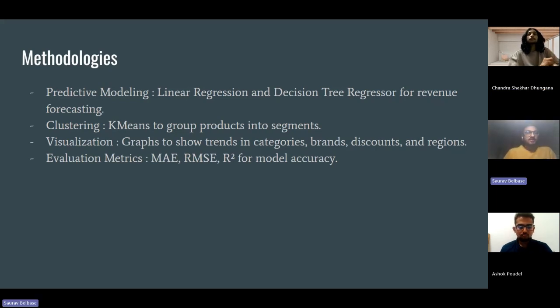So let's discuss the methodologies. First, we started with predictive modeling, which included two algorithms, linear regression and decision tree regressor, for revenue forecasting. Then we started the clustering process, where we implemented K-means to group products into segments or clusters. Later we implemented visualizations, such as graphs to show trends in categories, brands, discounts, and regions. And later we implemented evaluation metrics like MAE, which stands for mean absolute error, RMSE, which stands for root mean square error, and R square for model accuracy.